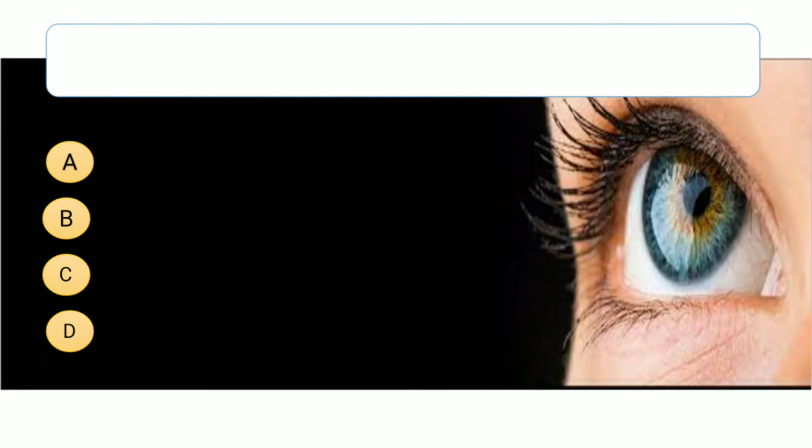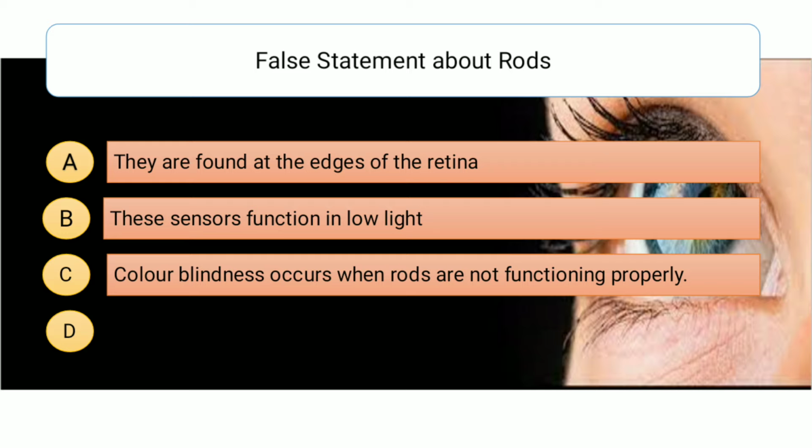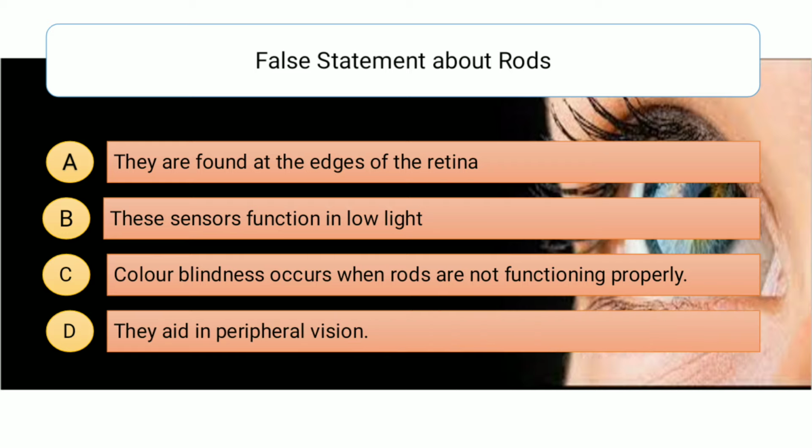The next question is, false statement about rods is. The options given for this question are option number A, they are found at the edge of the retina, option number B, the senses functions in low light, then option number C, color blindness occurs when rods are not functioning properly, and option number D, they aid in peripheral vision.